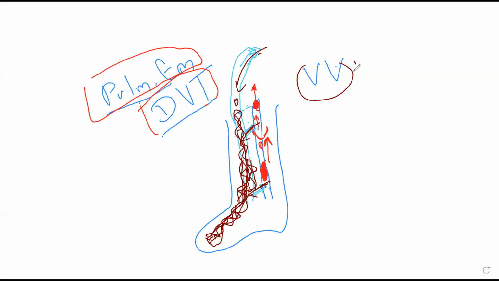But if you take the two conditions separately, they are different. Right? So varicose vein is accumulation of blood in the superficial veins, and DVT is accumulation of blood in the deep veins. Okay.